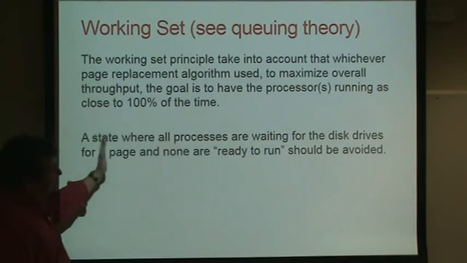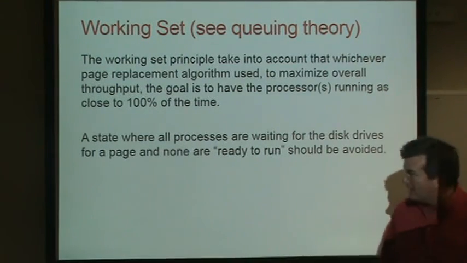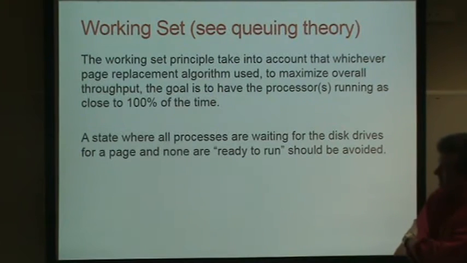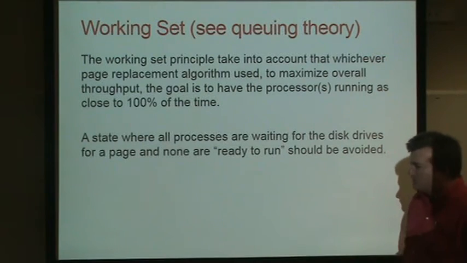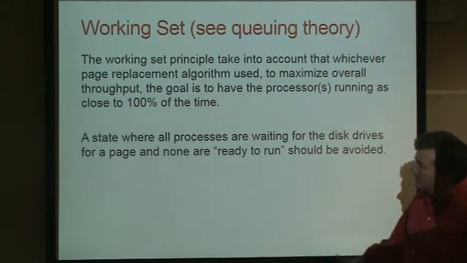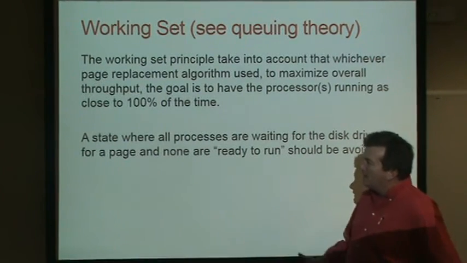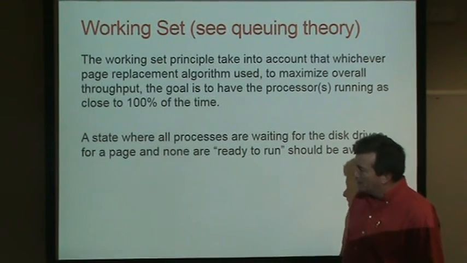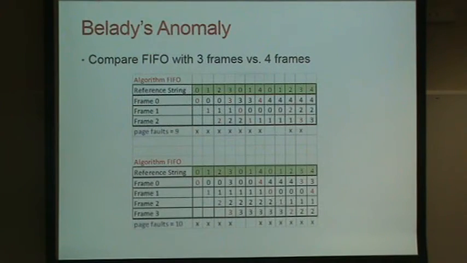So the working set principle is the operating system should try to have each process have as many page frames as it can, so that at least one program at all times can be ready to run on the processor. Not stalled because it did a P function and it's waiting for something, and not stalled because it's going out to the disk drive.